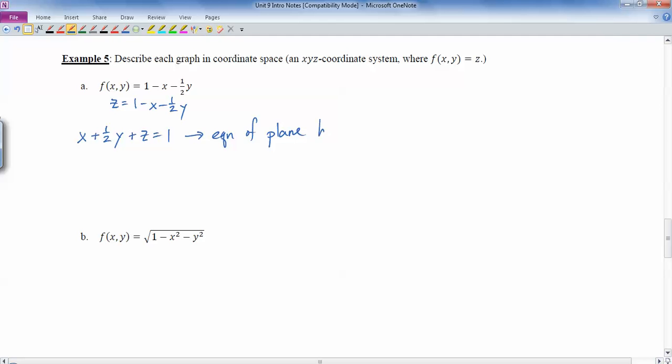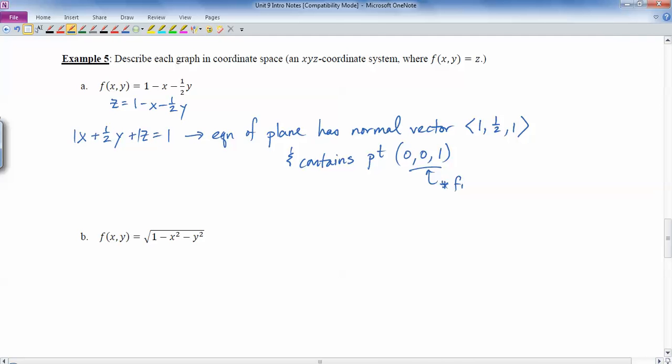And the plane has a normal vector, which we can get straight out of the equation. One normal vector is 1, 1/2, 1, right? That's from the coefficients here. And because to define a plane, you need a normal vector and one point in the plane, it contains the point, I don't know, what's an easy one? If x is 0 and y is 0, z has to be 1. So the key here, find an easy point.